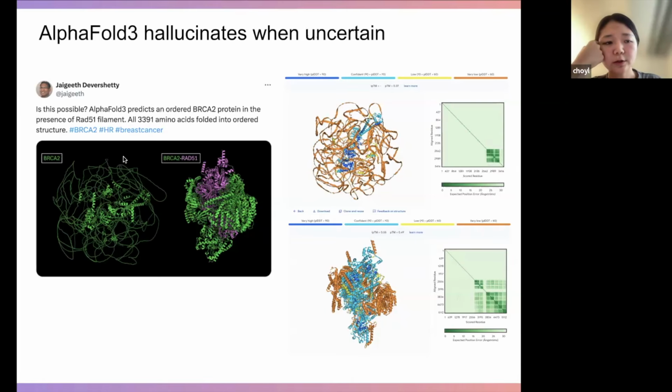And so we figured out that AlphaFold 3 hallucinates when it is uncertain about the prediction and the binding interactions.